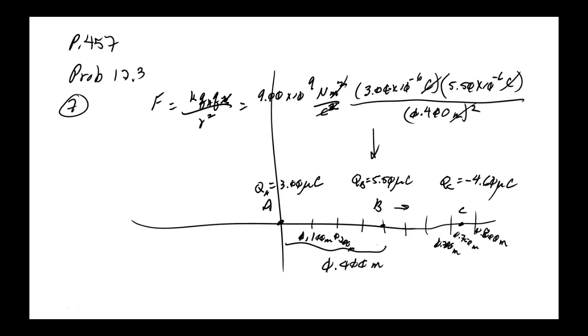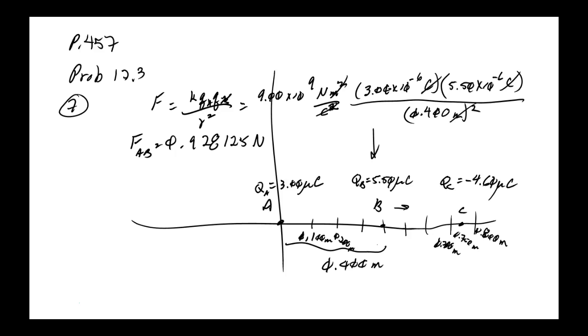Y'all get it? Yes. What did you get? So I got 0.928. This is force of A on B. And that's 0.928125 newtons. Is that right? Okay. That seems fairly reasonable. But we got to do the other one. Did you already do that one too? No, I'll wait.